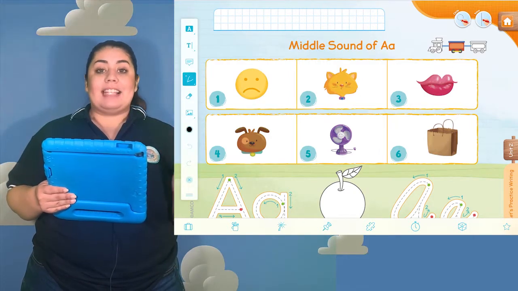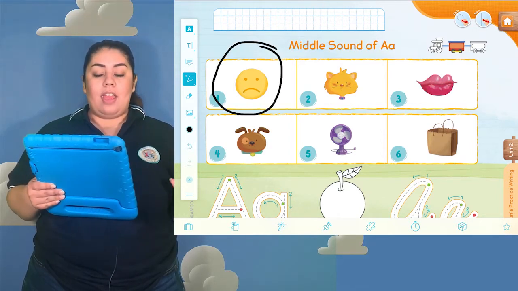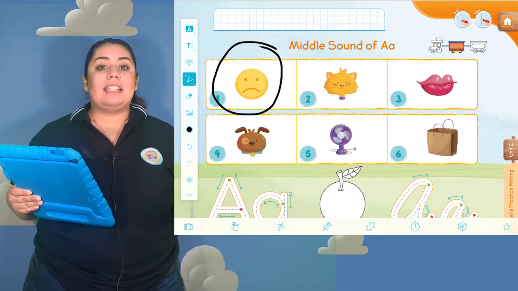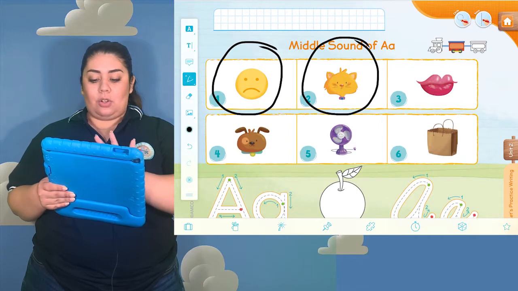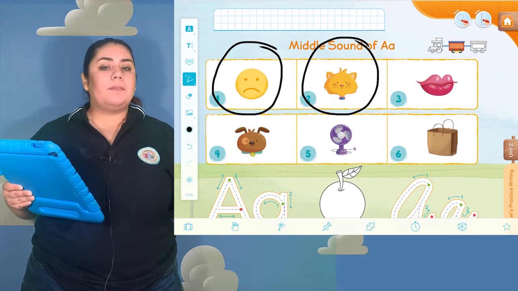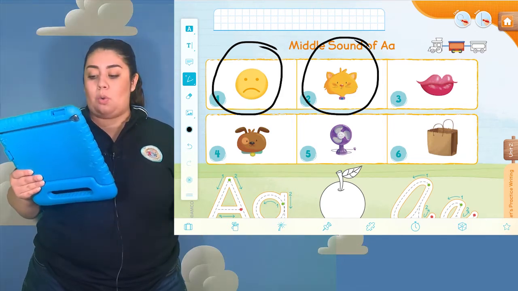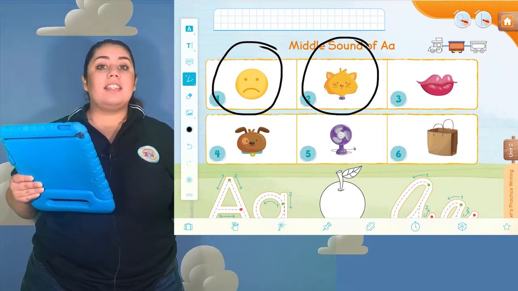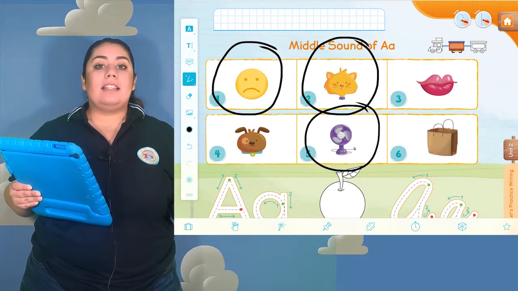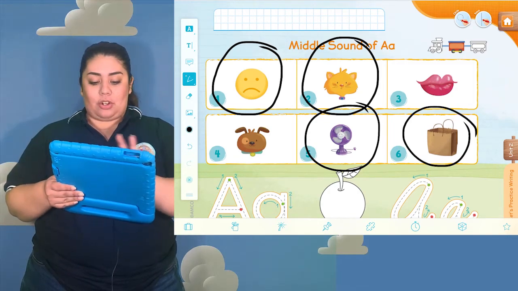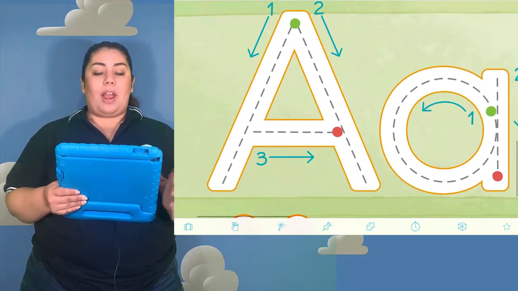We said that sad has it. So let's circle. Then we have cat. Yes or no? Yes. Let's circle. Lap. No. Dog. No. Fan. Yes, let's circle. Bag. Yes, let's circle. Perfect. And then we have in here to practice letter A.